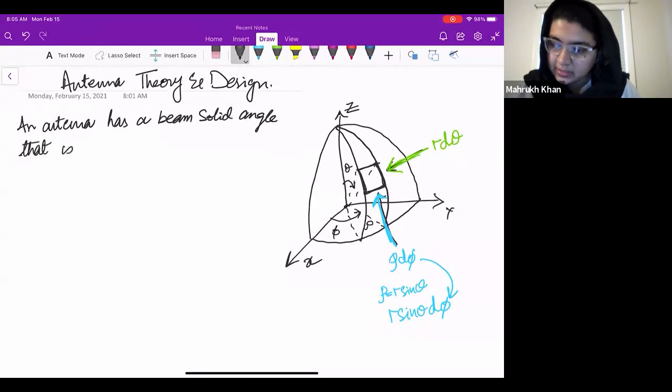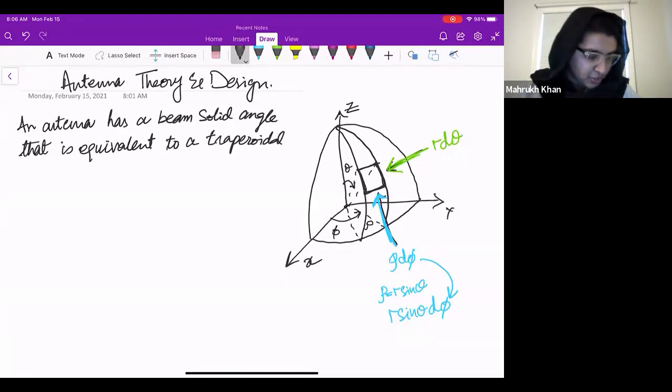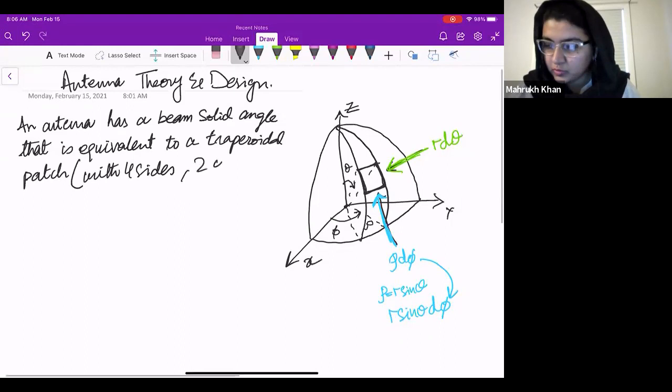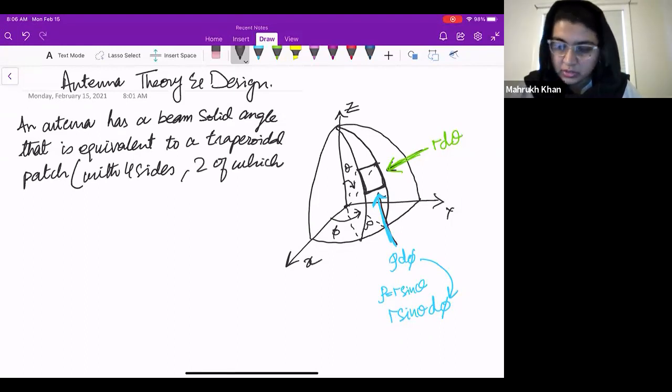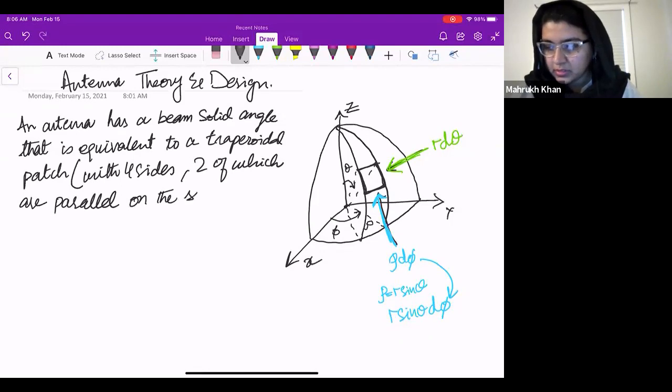that is equivalent to a trapezoidal patch. So this patch, they are saying it is a trapezoidal patch, with four sides, two of which are parallel on the surface of sphere.